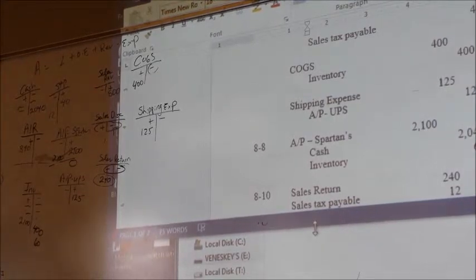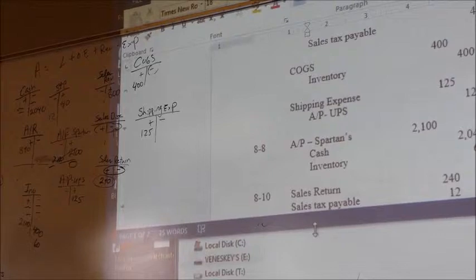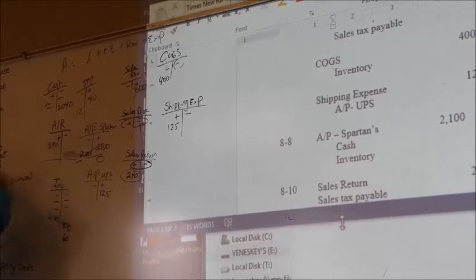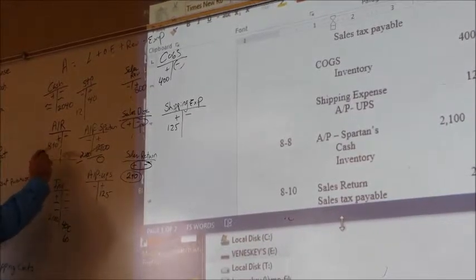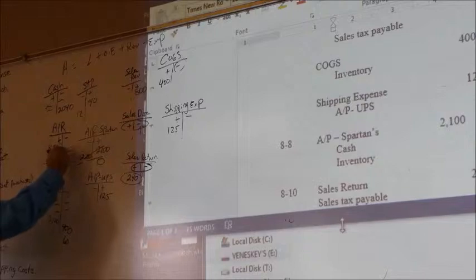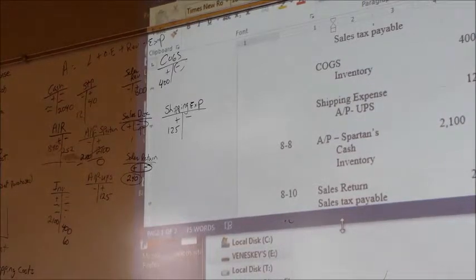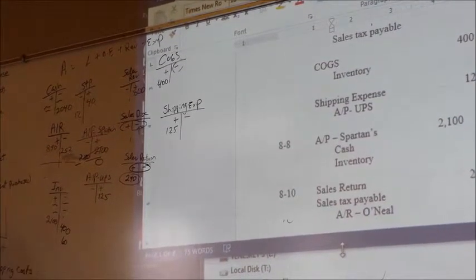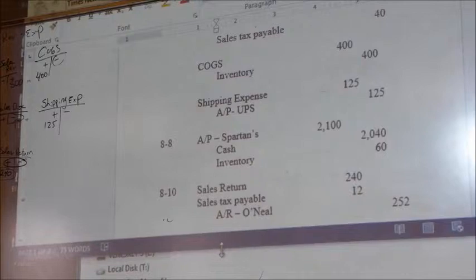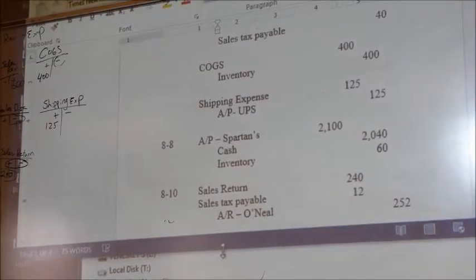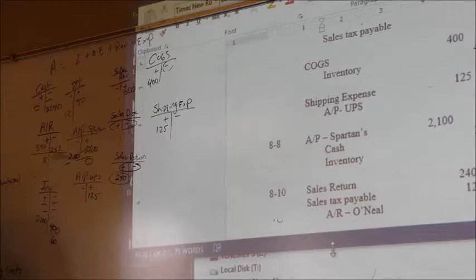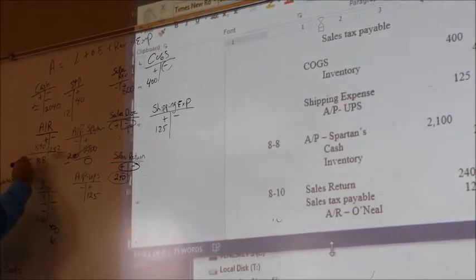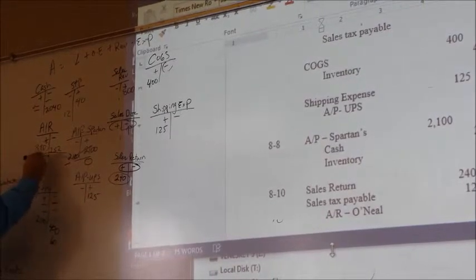So what am I going to credit? Accounts receivable. Good. He no longer owes me $840. He owes me $252 less. So if I was going to make a total to see what his new balance is, $588.